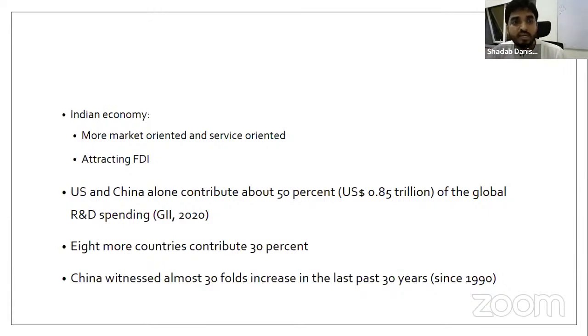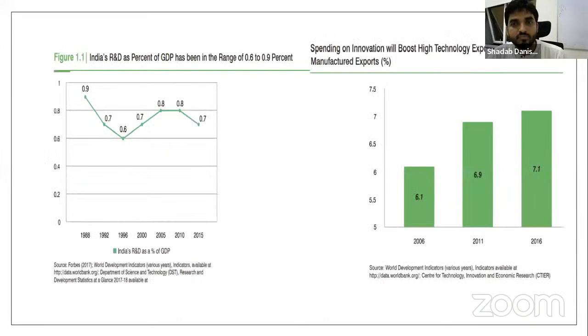So the US and China contribute 50%. Eight more countries contribute 30%. The total 80% is already done, and the rest of the things are in the remaining 20%. China witnessed almost a 30-fold increase in R&D in the past 30 years, since 1990. When it comes to India, R&D as a percent of GDP has been in the range of 0.6 to 0.9%, right? Which is far below what any developed country is doing.